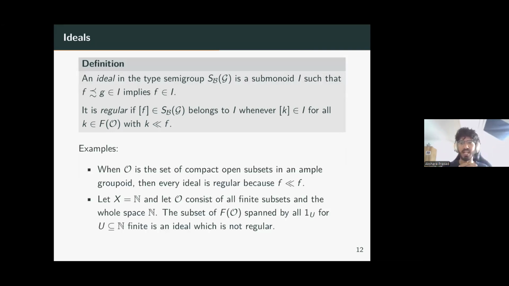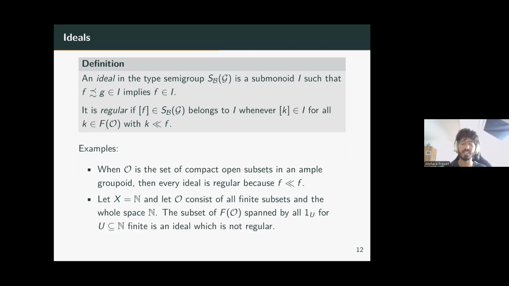So as Willie pointed out, ample groupoids. If you take ample groupoids, you don't have to worry about this way below because every set will be way below itself. So it's compactly contained. So in the case of ample groupoids, you can take B to be all the compact open bisections. Then O will be the set of compact open subsets in the unit space. Then every ideal will be regular. So in the ample case, it's easier.